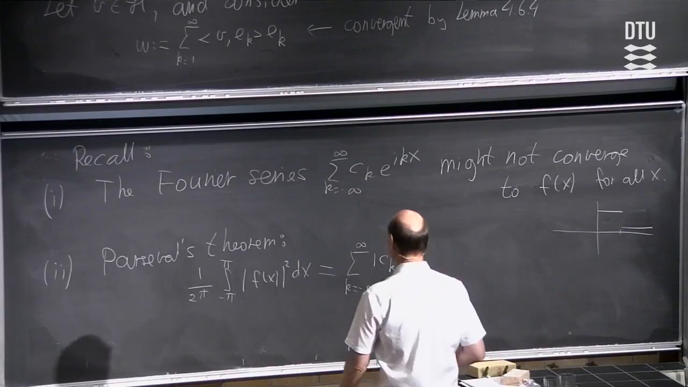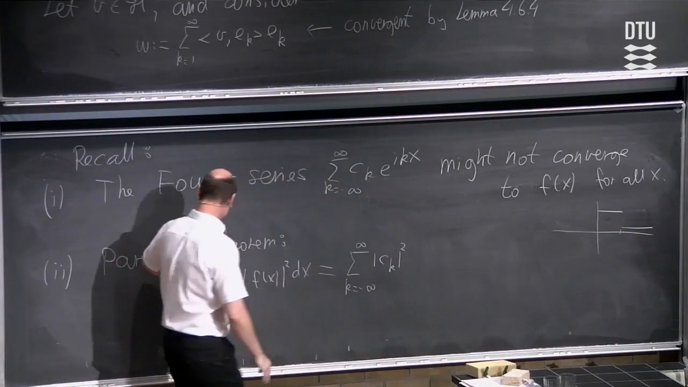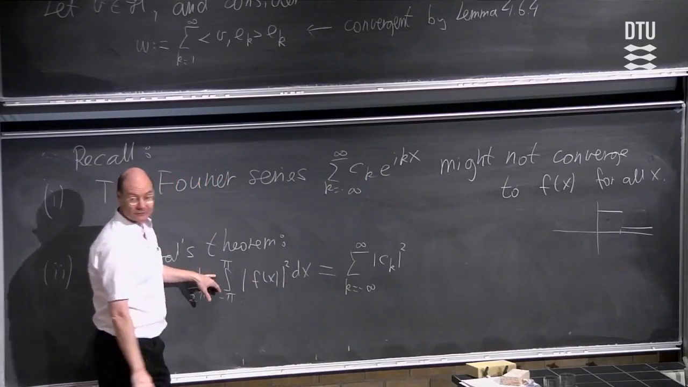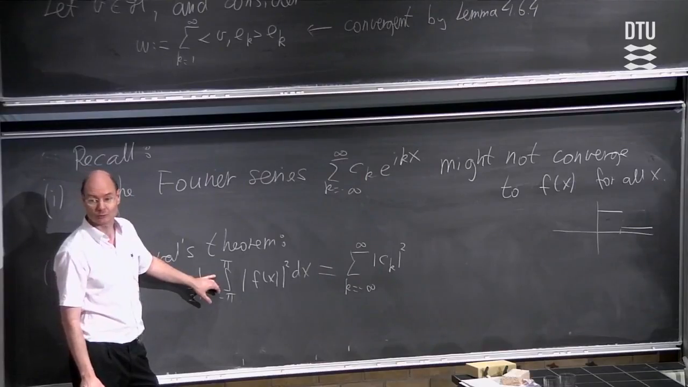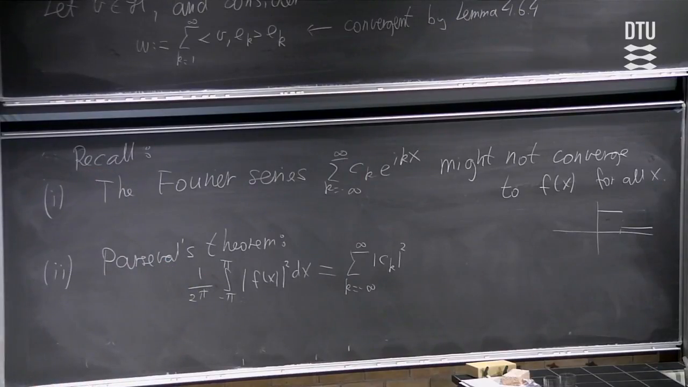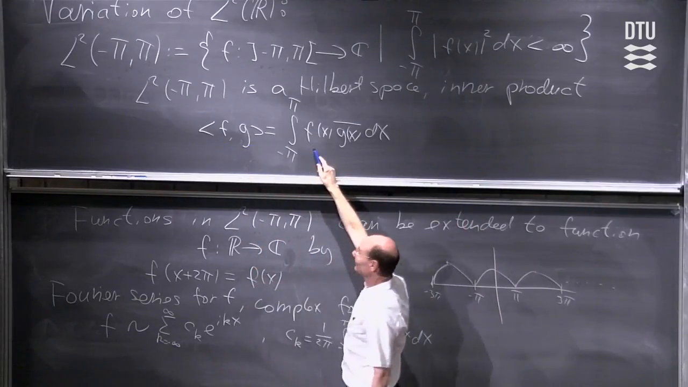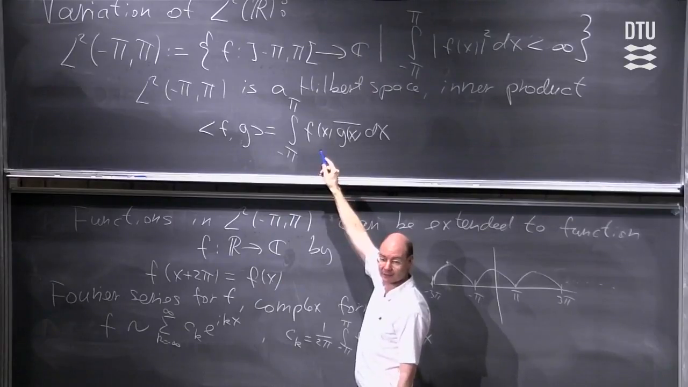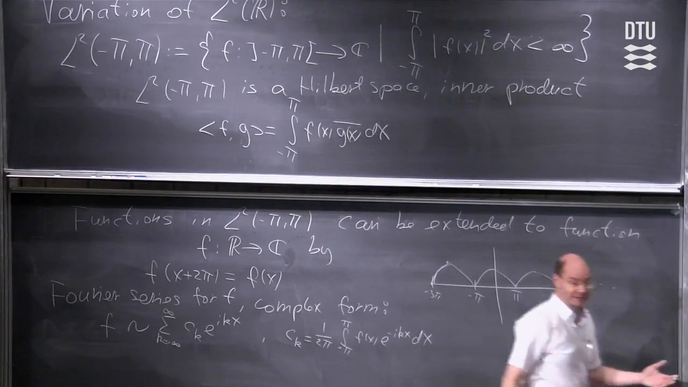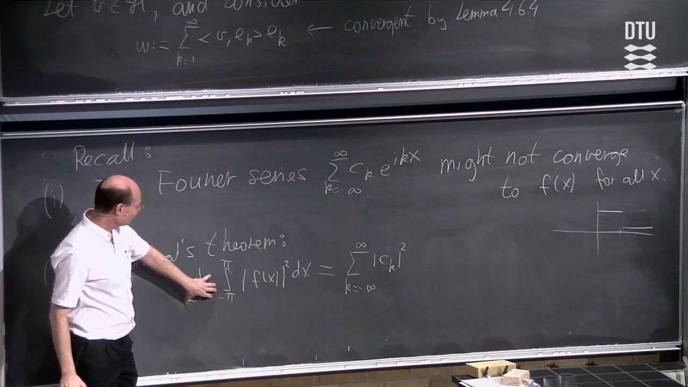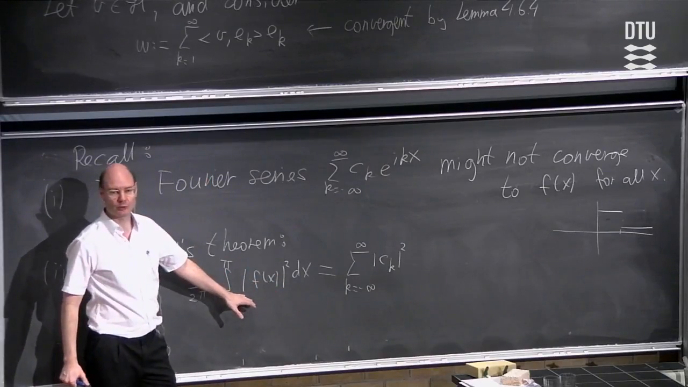Because if you look at what is here, if you forget about the factor 1 divided by 2 pi, you can see what is stated here. This is the norm of f to the power 2. This is exactly the norm coming from the inner product we have here. So the norm to the power 2 is the inner product between f and f, which is the integral from minus pi to pi of f of x to the power 2. So what we have on this side, if we forget the factor 1 divided by 2 pi, is just the norm to the power 2 of f.